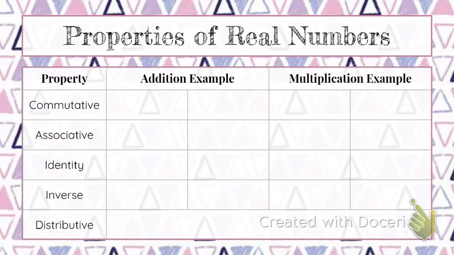So the commutative property of addition states that A plus B equals B plus A. For multiplication, it says that A times B equals B times A. So you can see that these are very similar.